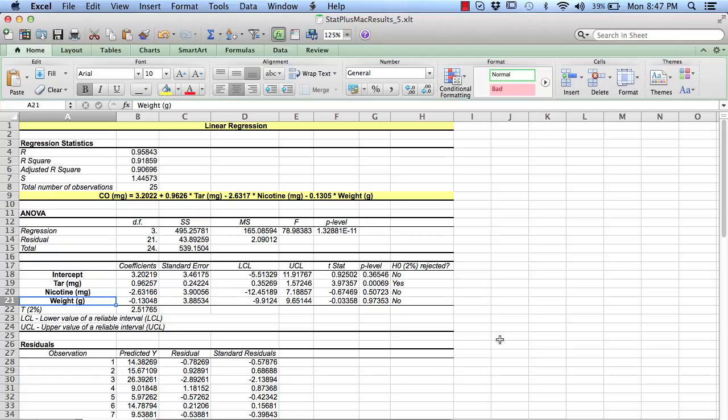So your next steps from here, and I won't show you this just because it's going to be tedious and more of the same thing, but your next steps would be to look at just tar and nicotine together, just tar and weight together. Don't worry about nicotine and weight together because neither of them were significant with tar included, and so you want to include everything that's significant as you go down. And so then you might just run a simple regression with tar and CO, and then compare that R-squared value to all of the adjusted R-squared values of your multiple regressions and pick your best model based on that information.